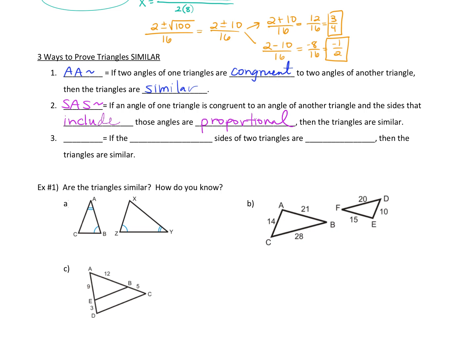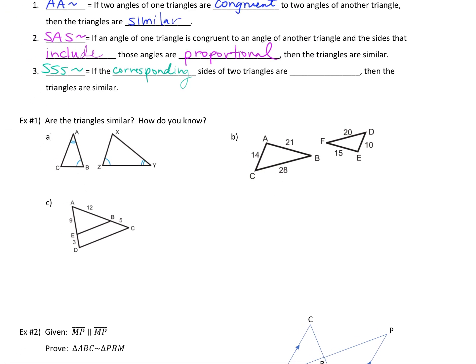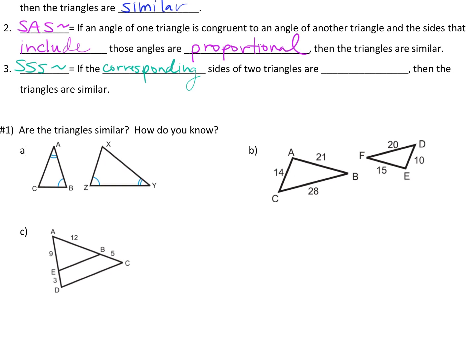Last one. Any guesses? It's one of the ones you already know. Which one do you think works? ASA. I got it right. SSS. This is SSS similarity. So it says if the corresponding sides of two triangles are proportional, then the triangles are similar.